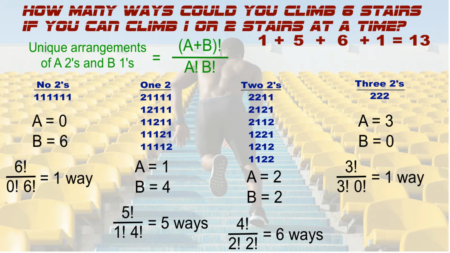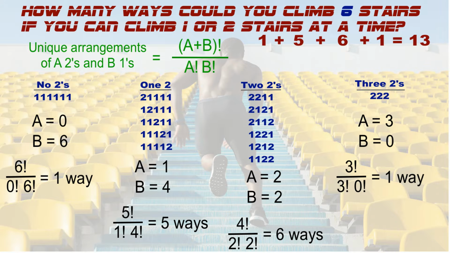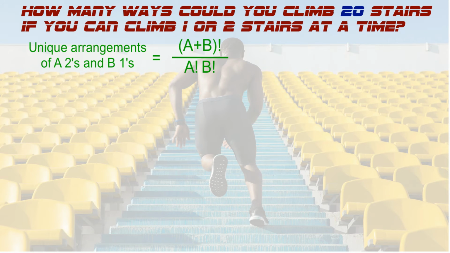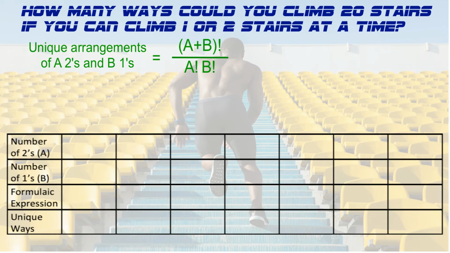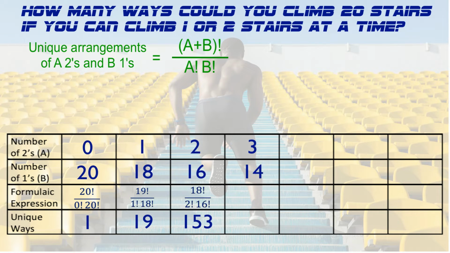And that's a big deal, because in the real problem, there's not 6 steps, there's instead 20 steps. And you certainly wouldn't want to enumerate all the possibilities here, but we can follow a similar method to calculate how many possibilities there are. If we had 0 2s, then all 20 digits would be 1s, so A is 0 and B is 20. If we had 1 2, then we'd have 18 1s, so when A is 1, B is 18. 2 2s would leave 16 1s, 3 2s, 14 1s, and so on until we get all the way down to 10 2s, leaving us with 0 1s.